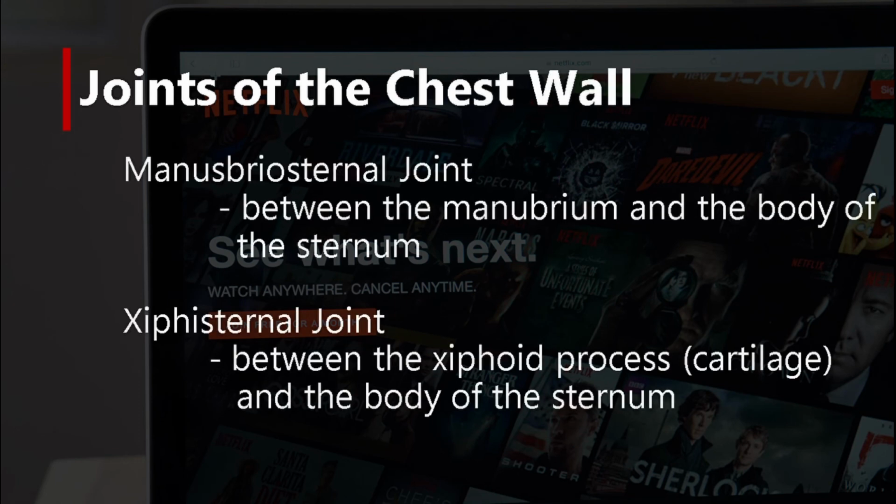Next will be the joints of the chest wall. The dome shape of the thoracic cage is formed by two joints. First is the manubriosternal joint, which is a secondary cartilaginous joint between two parts of the sternum, which are the manubrium and the body of the sternum. Second one is the xiphisternal joint, also known as the sternoxiphoid joint. It is a symphysis between the inferior margin of the body of the sternum and the superior margin of the xiphoid process. It ossifies with age in most people, becoming completely fused by the age of 40, creating a synostosis.